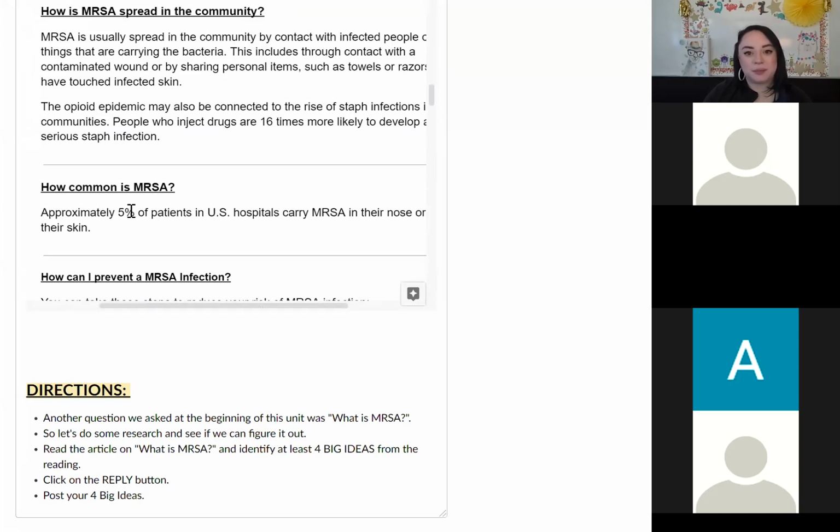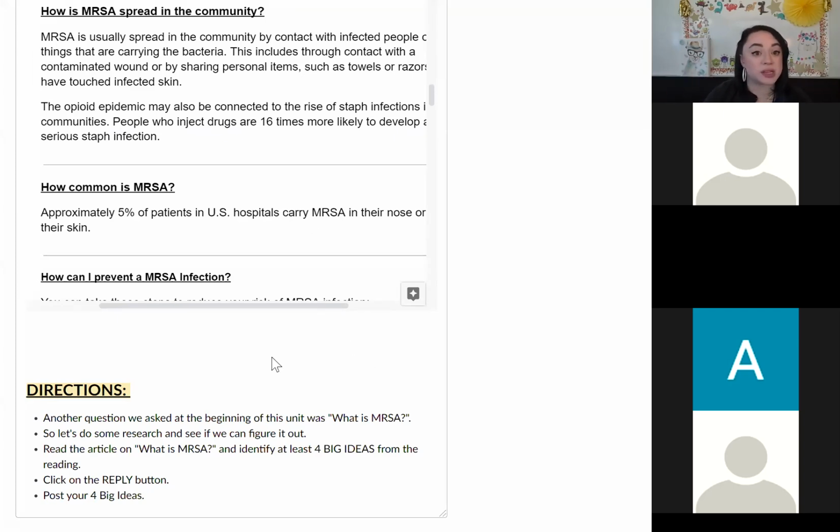So, like, approximately 5% of patients in the US hospitals carry MRSA. That's not a big idea. That's a very small, specific piece of information or fact from the reading. A big idea would mean if I didn't read the article, but I read your big ideas, I should have a good summary of everything talked about in the reading, okay? So you can think of it like a summary as well.